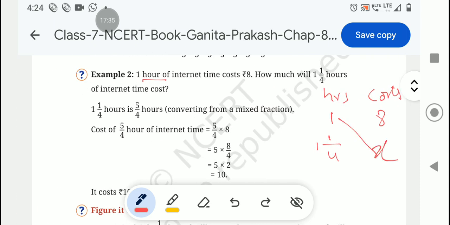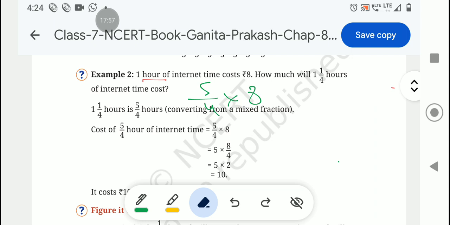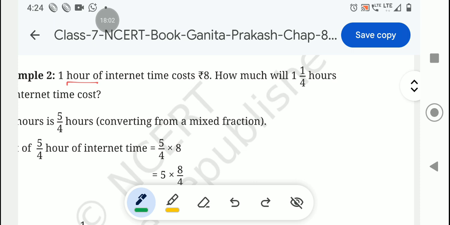Now you have to do cross multiplication. If you do cross multiplication, these two you have to multiply and these two you have to multiply. So if you convert this mixed fraction into an improper fraction, you will get 5 by 4 into 8 to do here. Okay. So this is the easiest method to find out. So 5 by 4 into 8.